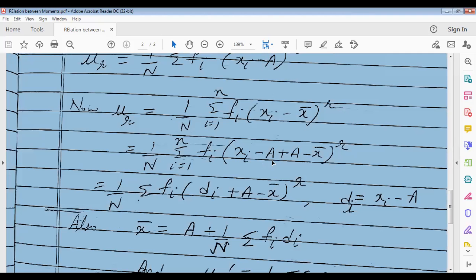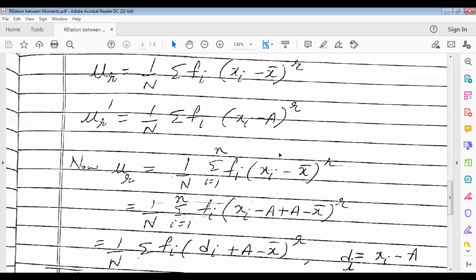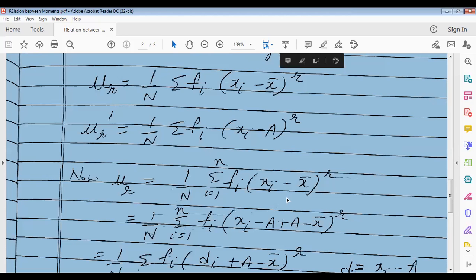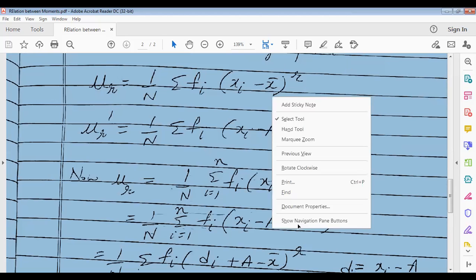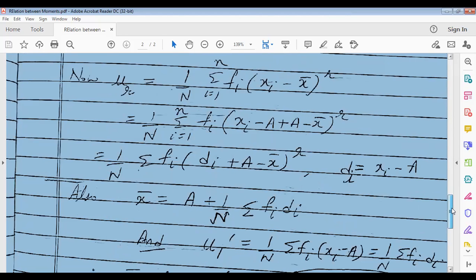तो हमने क्या किया? इस रिलेशन में a को ऐड कर दिया और a को सब्ट्रैक्ट कर दिया. So what we did, we just added a and we just subtracted a. So you see minus a plus a. So हमने इक्वेशन की स्ट्रक्चर को चेंज नहीं किया. बेटा, is it fine? Yes, ma'am.